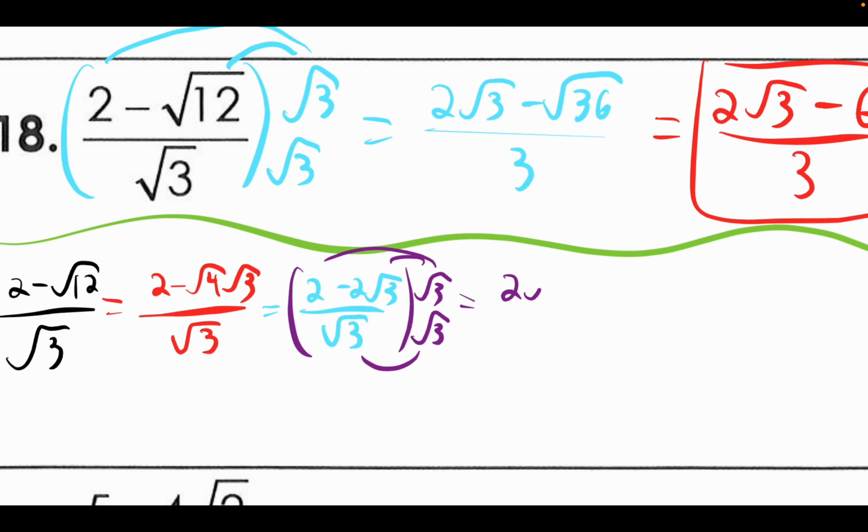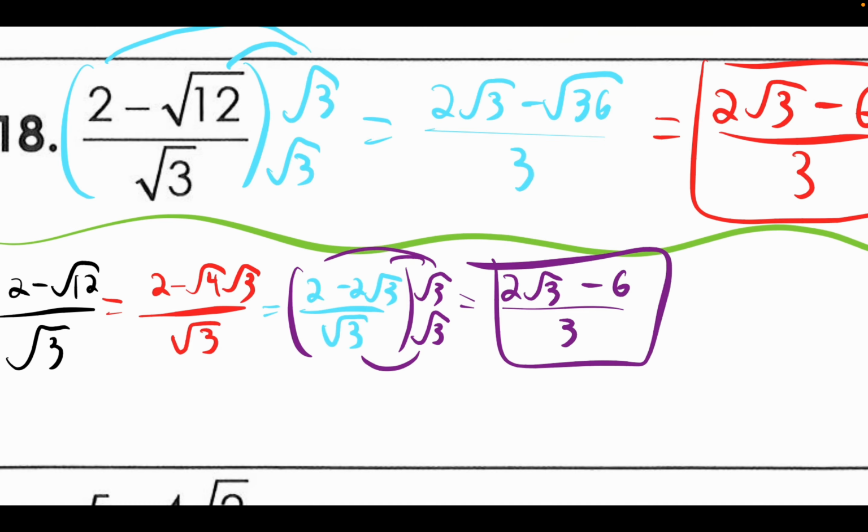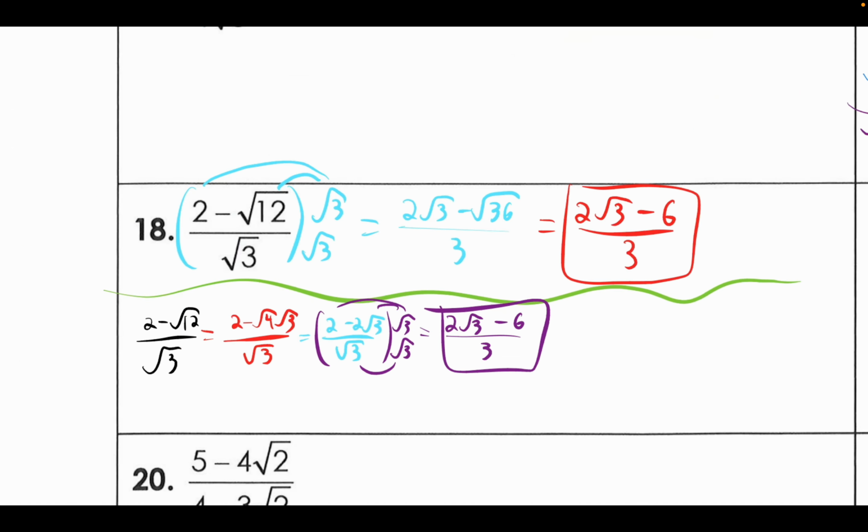And so this is 2 square root of 3 minus 2 times square root of 3 times square root of 3 is 2 times 3, which is 6 over 3. And so you get the exact same answer. Once again, it really doesn't matter which way you do it.